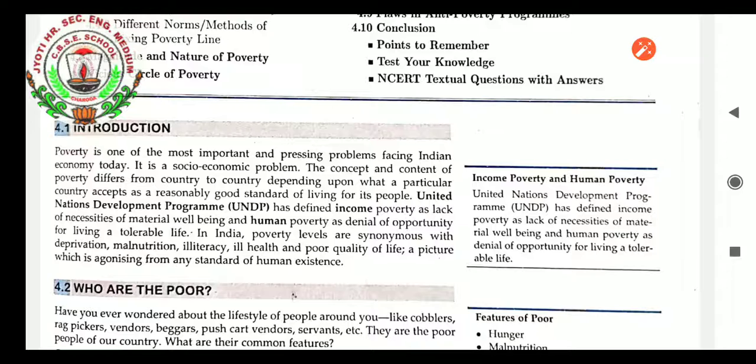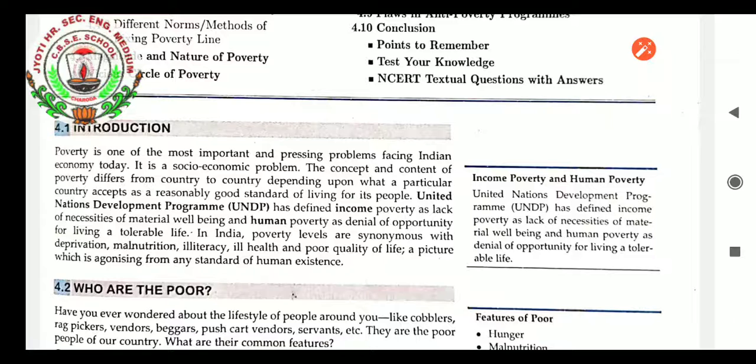Poverty means what, students? Poverty doesn't mean only the poor people who do not have anything to fulfill their needs. Actually, poverty means when we are lacking some ability or some things, it is known as poverty of that particular area. Poverty is one of the most important and pressing problems facing the Indian economy today. It is a socio-economic problem.